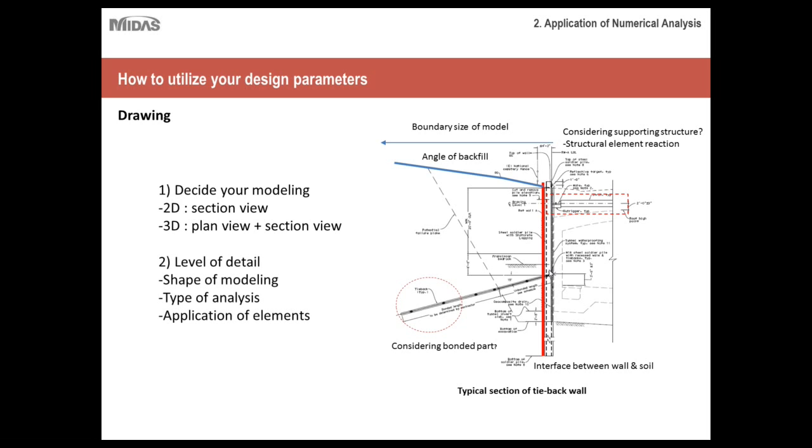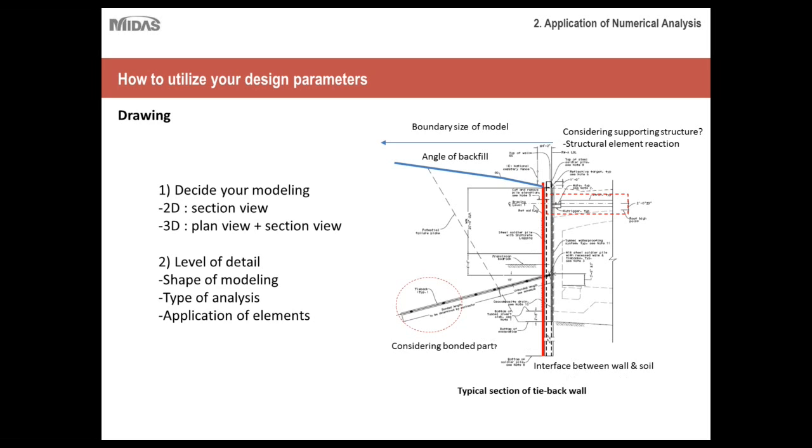Okay, then the level of detail. As you can see to the right here, this is a very detailed drawing. But as far as your numerical model, there are certain things that you may want to omit just for the sake of simplicity. For example, if you have a soil structure interaction type project, you would definitely need to get the interface between the soil and the wall. You need to consider bonded parts.